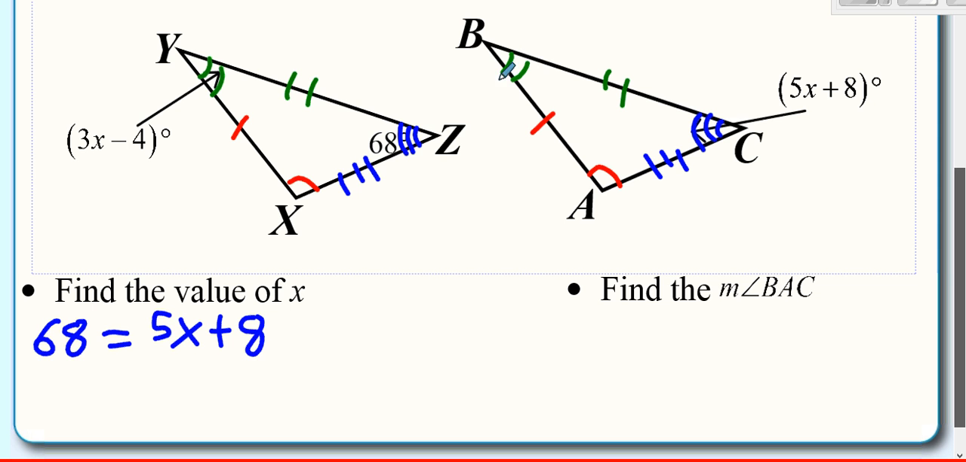If we knew something about angle B, we could have done the same thing over here and used B and Y, but we didn't know anything about B. The only two angles that matched up that we knew about were Z and C. So now you can use your algebra skills, subtract 8.